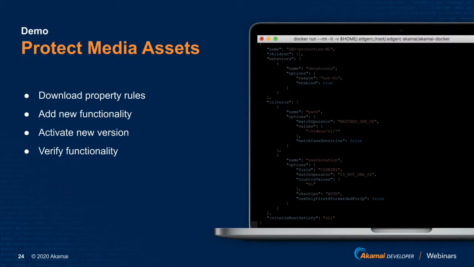Let's see how easy it is to enforce geofencing on media assets to ensure they can only be viewed in a given country. We are going to protect our media assets in 4 steps. We will download the property rules for an existing configuration, we'll add the new functionality, we'll activate it, and we'll verify it works fine.